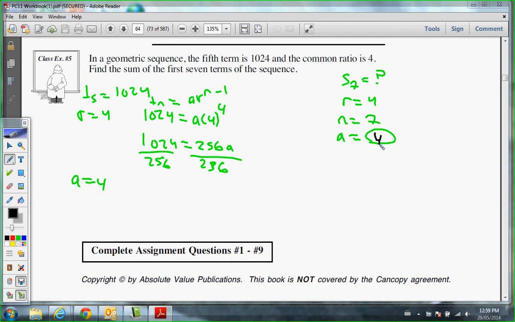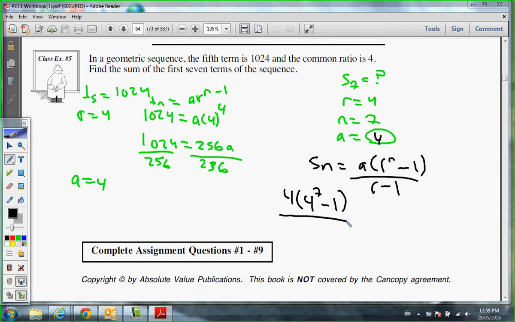Now we have 3 pieces of the information we need. So now we go back and use the formula we've been using. So S sub N. Okay, so I want S of 7, so I want 4 times 4 to the 7th minus 1 over 4 minus 1, which is 3. That's what I'm putting into my calculator. And that kicks out 21,844. Okay, 21,844.